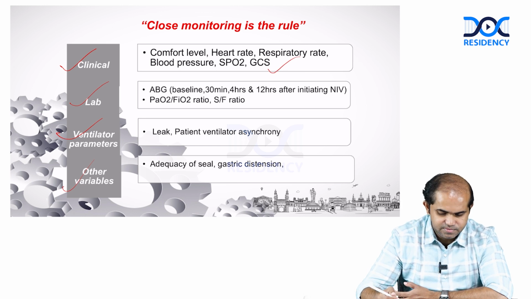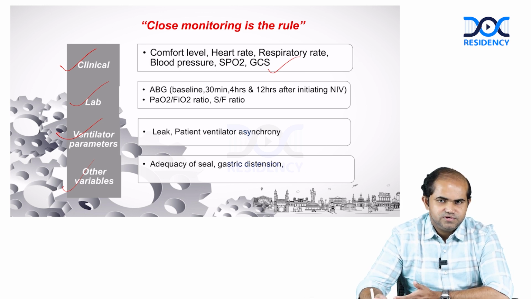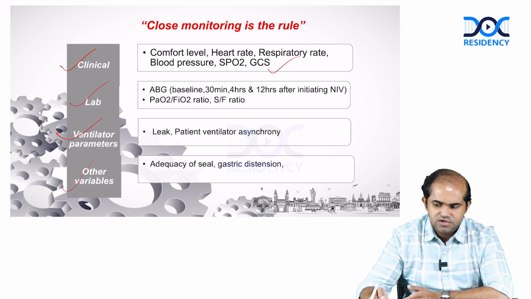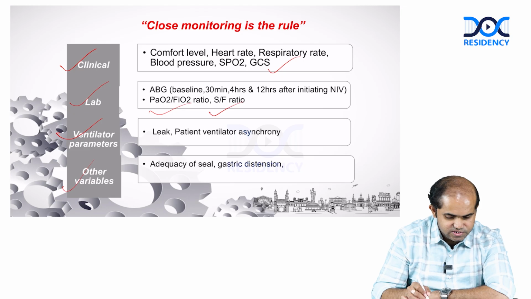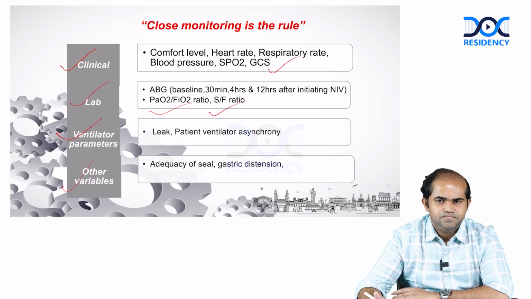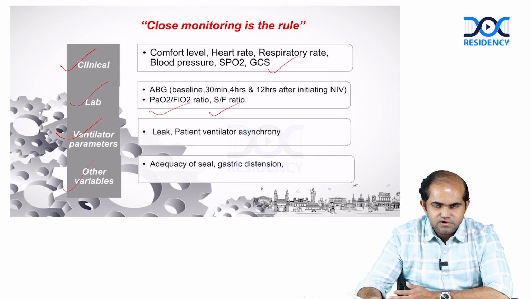Coming to the lab parameters: how are you going to check whether the child has improved or not? Clinically, you can see your respiratory rate is coming down, your sats are getting better, your heart rate is coming down, your blood pressure is getting better. But we need proof in the laboratory also. So you can get your PF ratio or your SF ratio, or you can do your ABG. In the ABG, you can check your PaO2 levels and your PaCO2 levels.